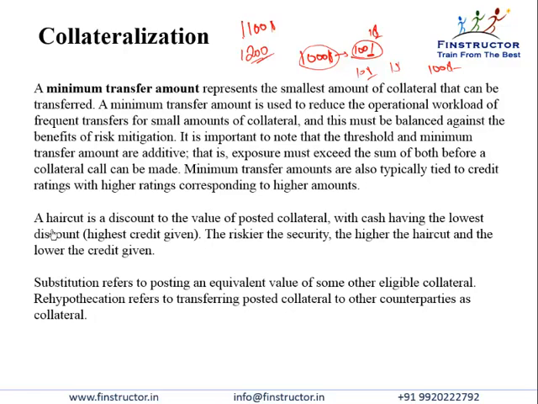The next term is referred to as a haircut, and that is a discount given to the value of the posted collateral, with cash having the lowest discount, because if you've put in cash, then the money is received. And if you put riskier securities as collateral, then the haircut that we will apply will be higher, given that when we go out selling the asset, we may not get the price that we were assuming it to be.